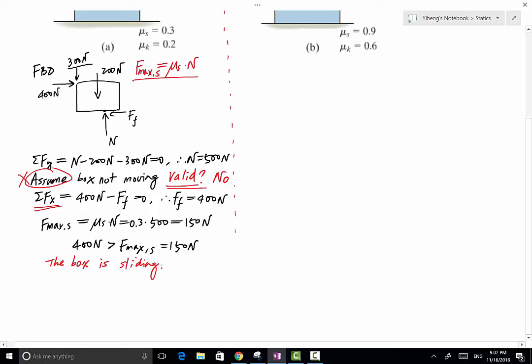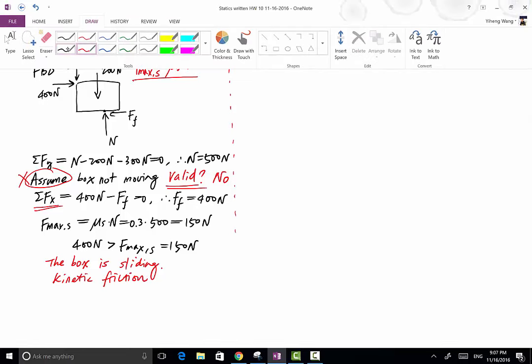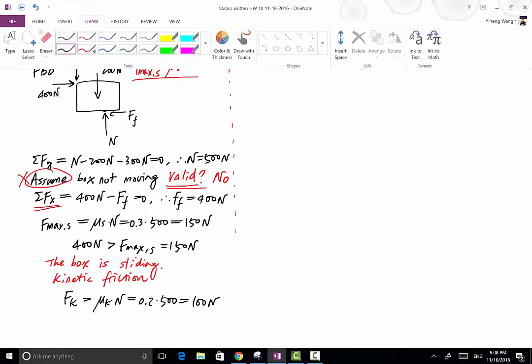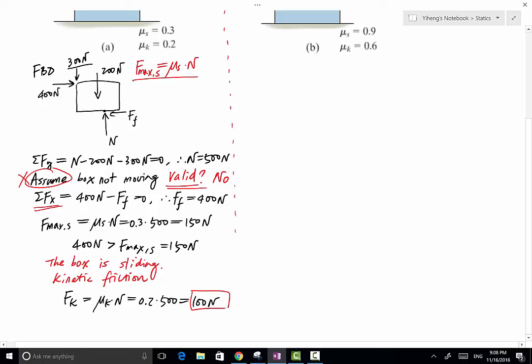So if the box is sliding, we have kinetic friction instead of static friction. And kinetic friction is always calculated by mu k N, which equals 0.2 times our normal force, 500 Newton, to be 100 Newton. And that's our final answer for this part. The frictional force is 100 Newton and it's kinetic friction. And the box is indeed sliding.